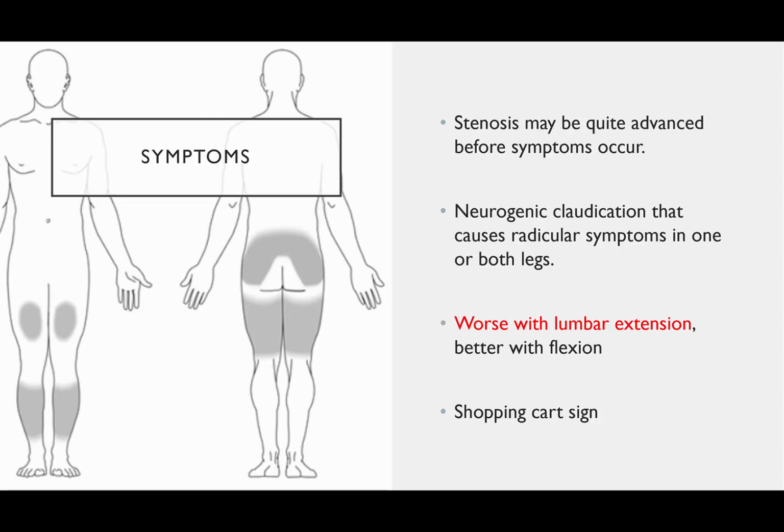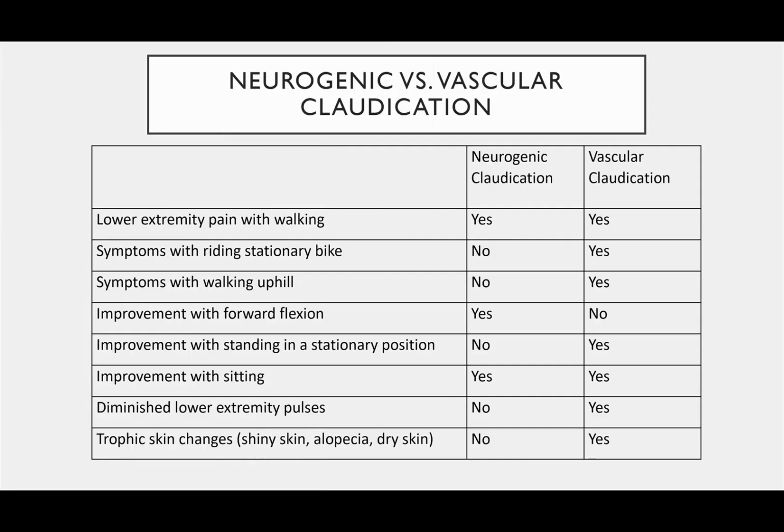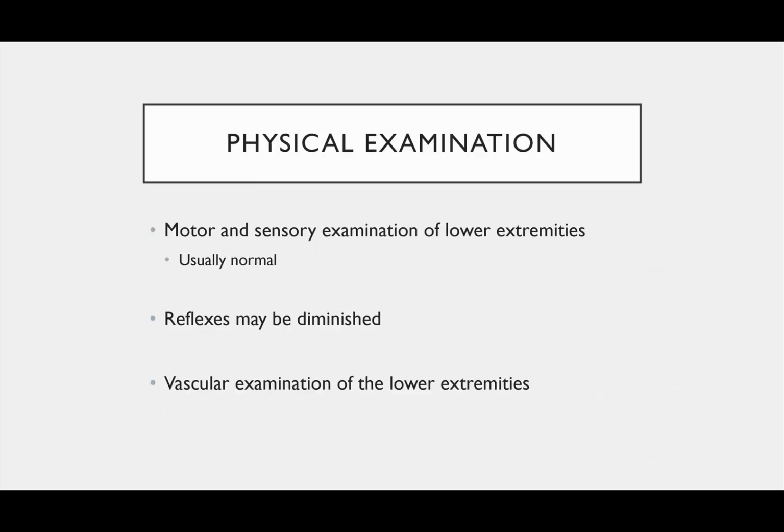Now, a shopping cart sign is essentially a person flexing forward, so that when they walk, they feel better by leaning forward, like when they're pushing their shopping cart, almost doing it for pain relief when they're walking. I'm not going to go through all of these, but this is a very classic comparison clinically, which is how to distinguish neurogenic from vascular claudication and lower extremity pain. And if you take many of these symptoms into account, you can potentially help distinguish one from the other.